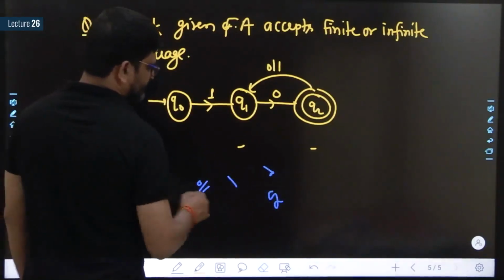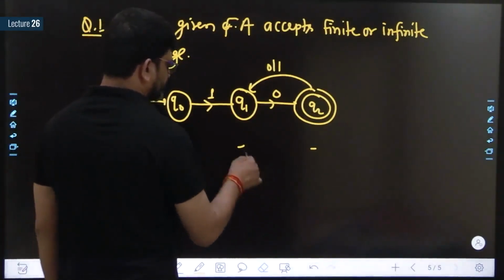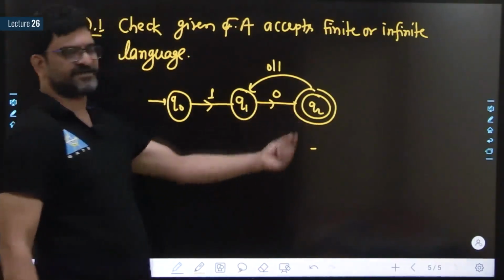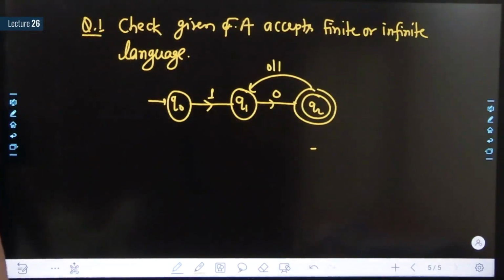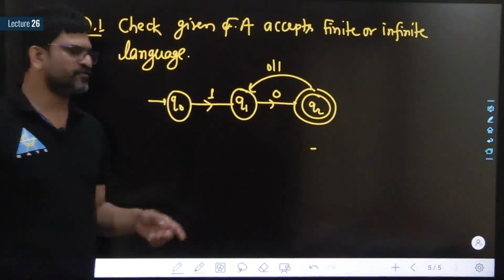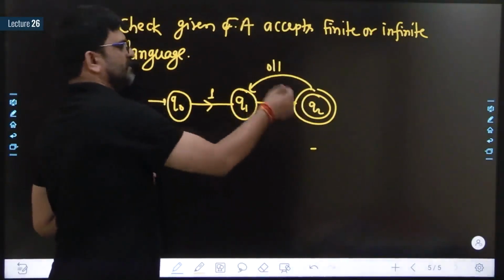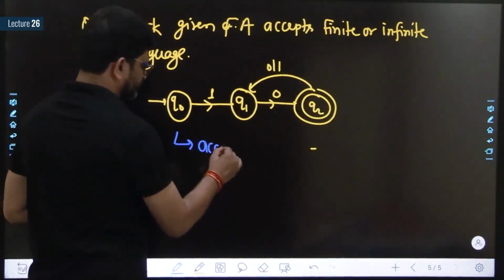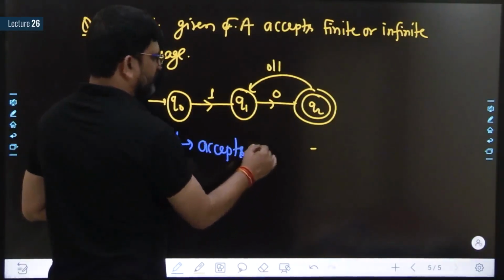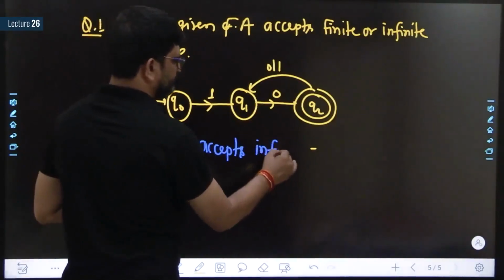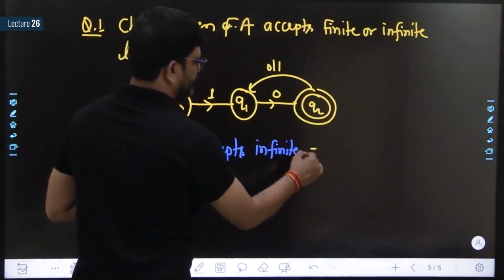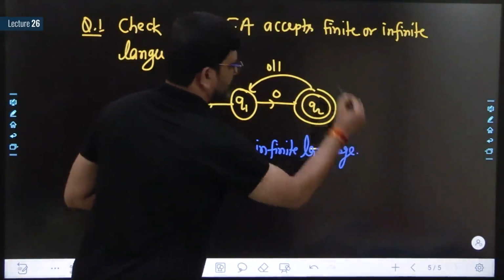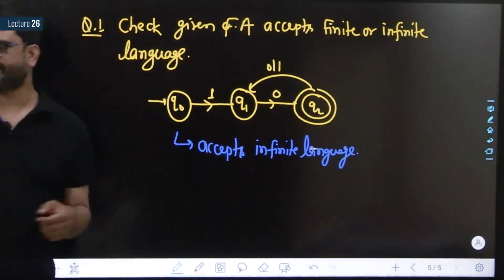If the resulting machine contains at least one final state, yes, the resulting machine contains at least one final state. Is there any cycle or loop? Yes, this one is a cycle. It means it accepts an infinite language. Clear, my dear friends?